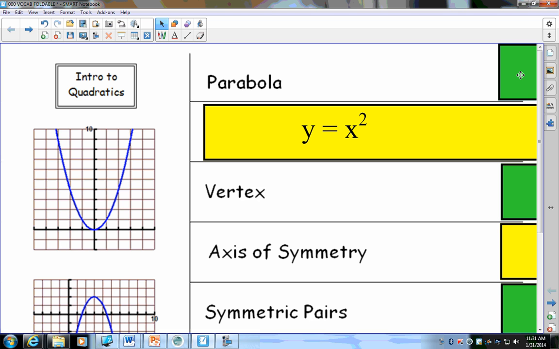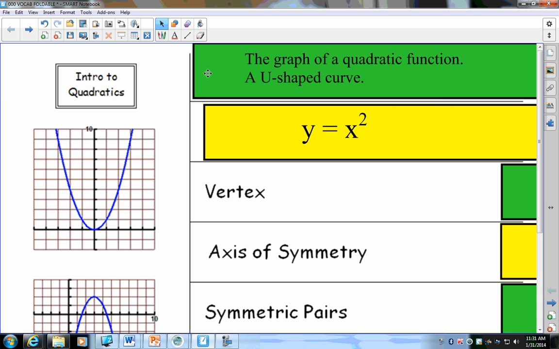Now flip over the one that says parabola, and I want you to write the graph of a quadratic function, a U-shaped curve. Now, over here where your graph is, I want you to draw a line and write parabola. And then on parabola, I want you to write the quadratic parent function, which is the graph of it. I want you to write y equals x squared.